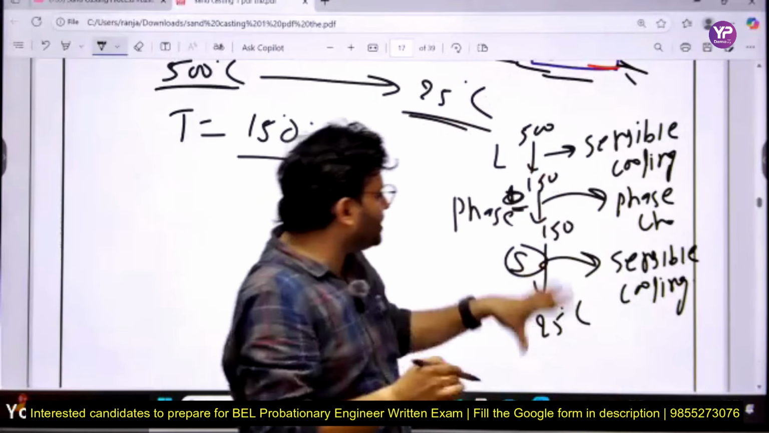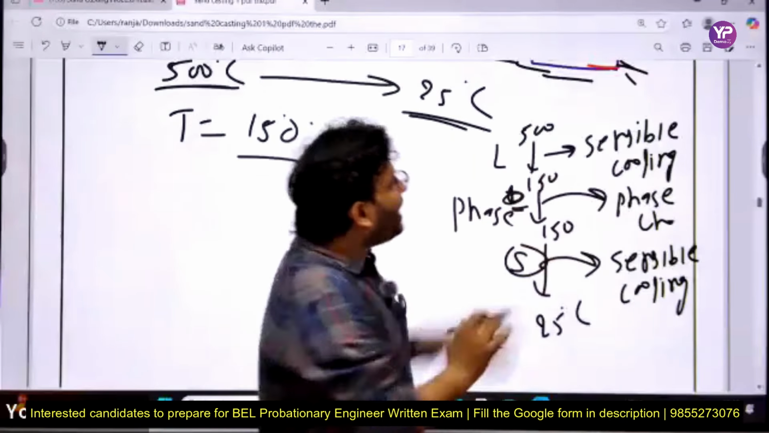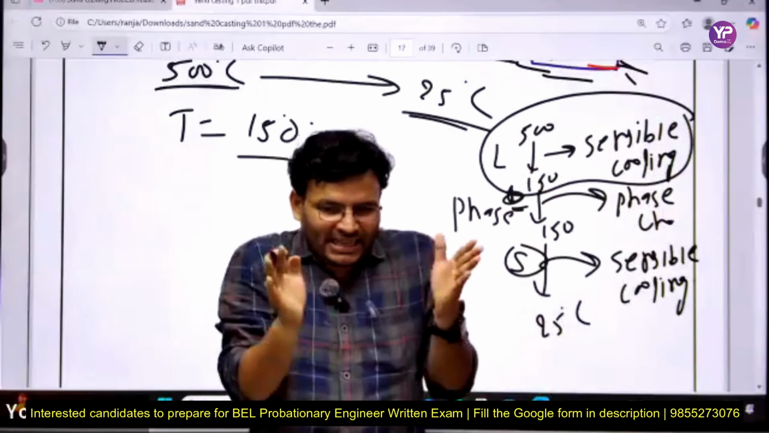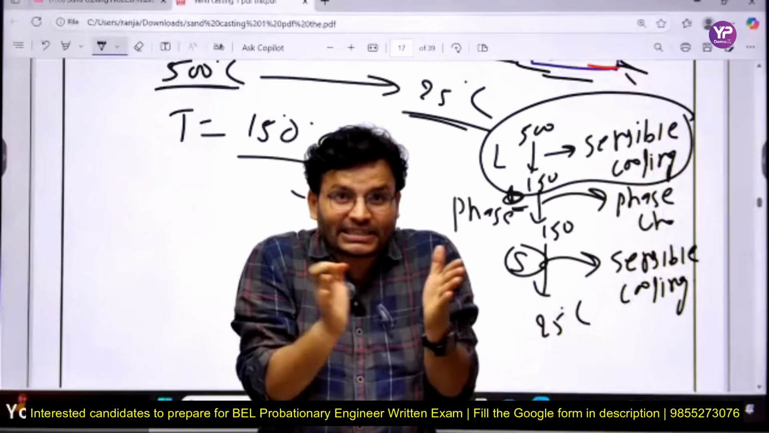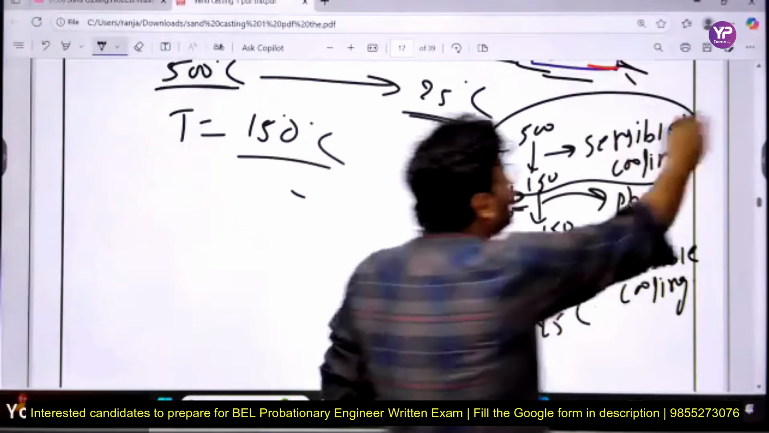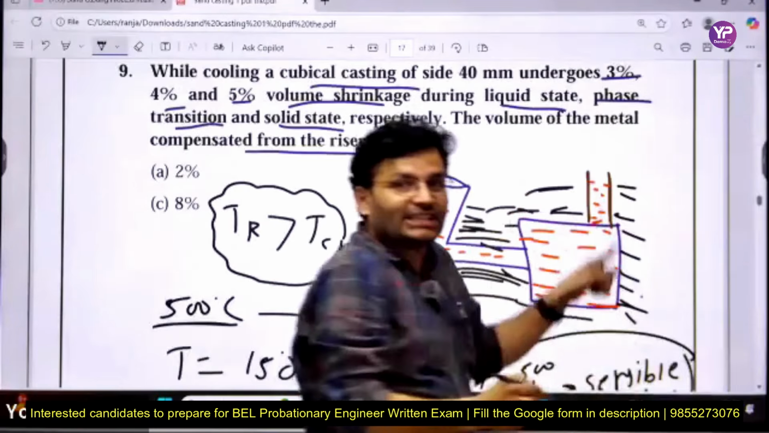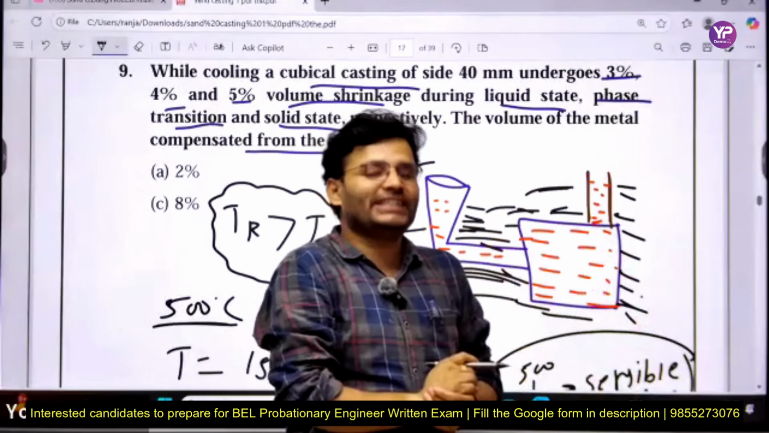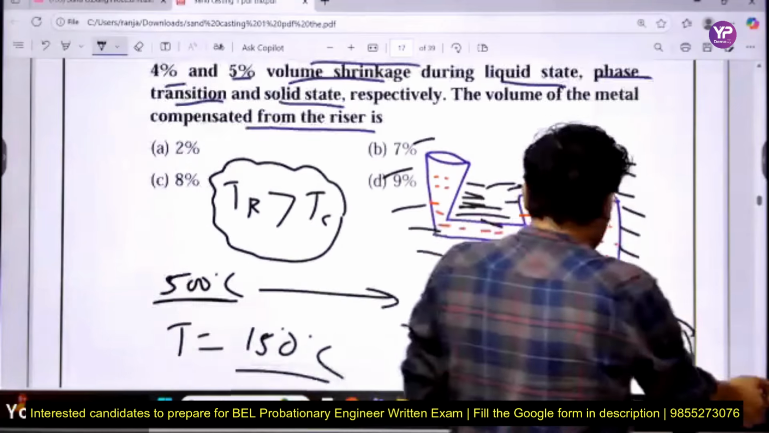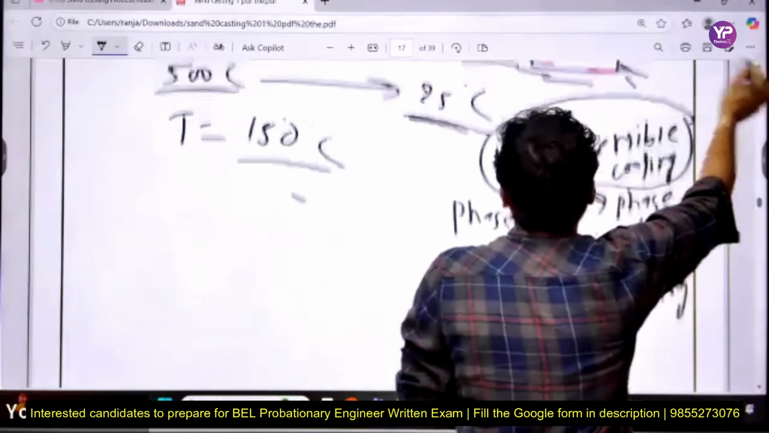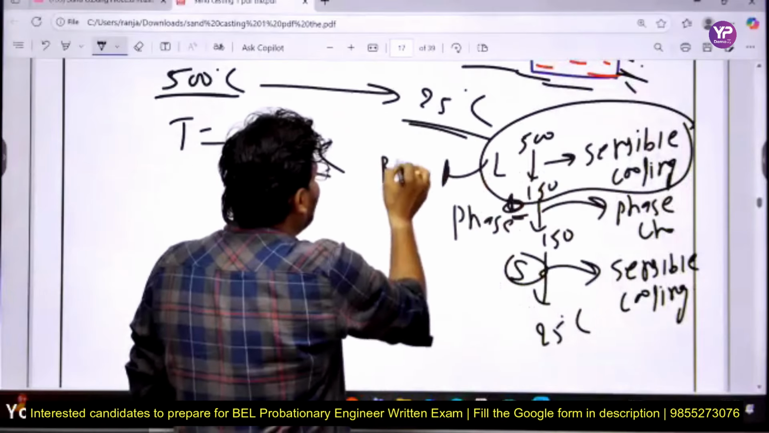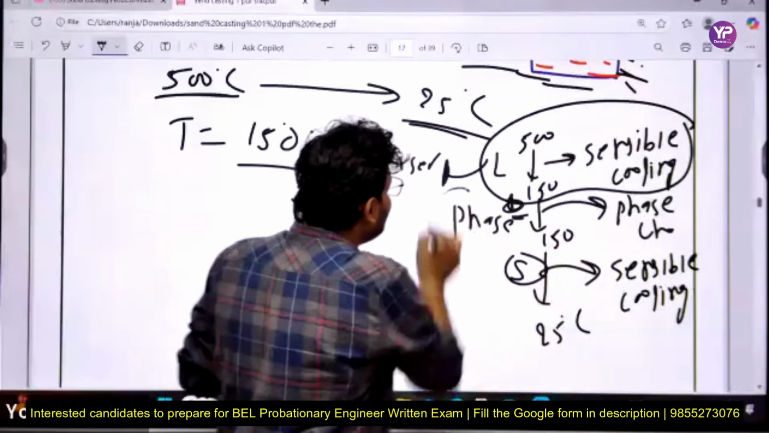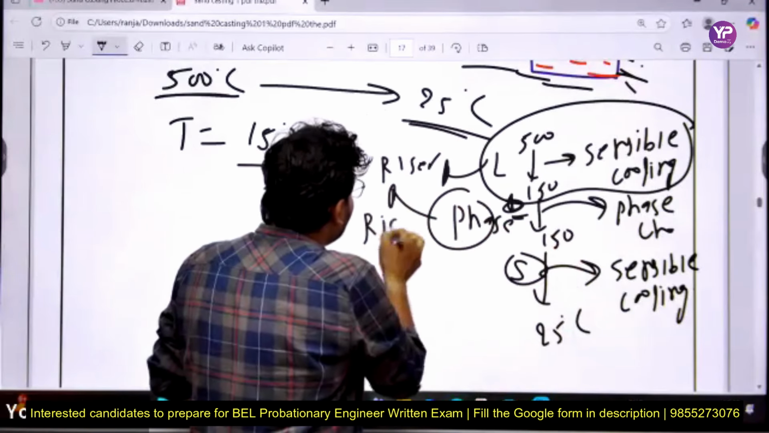Liquid, phase transformation, and solid. Now tell me, whatever sensible cooling takes place, as cooling starts, volume starts decreasing. And since you have designed the riser in such a way that it will provide the metal during that cooling, sensible cooling is going to be covered by the metal of the riser. And also when phase transformation takes place, this is also going to be overcome by the riser.